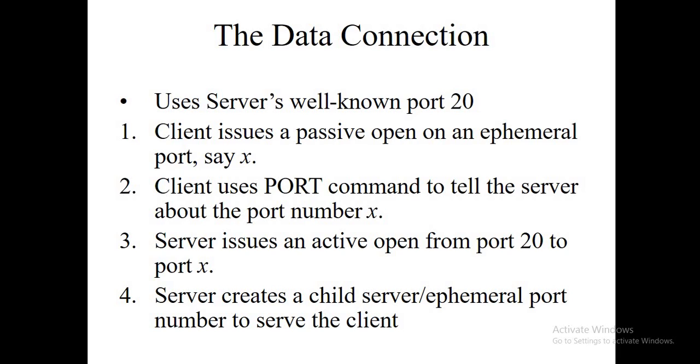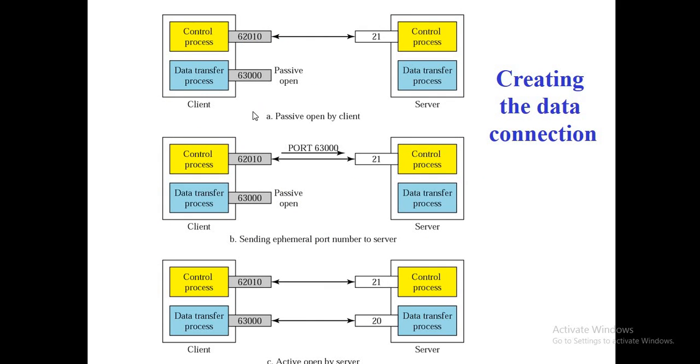Let me explain it to you. We know that the data connection is on port number 20. The server has bound itself to the well known port number 20. So, when the client wants to make a connection, it issues a passive open on port number X. The client uses the PORT command and tells the server about the port number X on which it wants to make the data connection. Then the server issues an active open from port number 20 to port X on the client side. Then the server creates a child server with an ephemeral port number to serve the client.